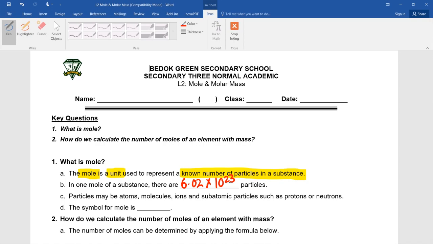These particles can either be atoms, molecules, or ions, or even subatomic particles such as protons or neutrons. And of course, the symbol for mole is mol. That was what we talked about just now.